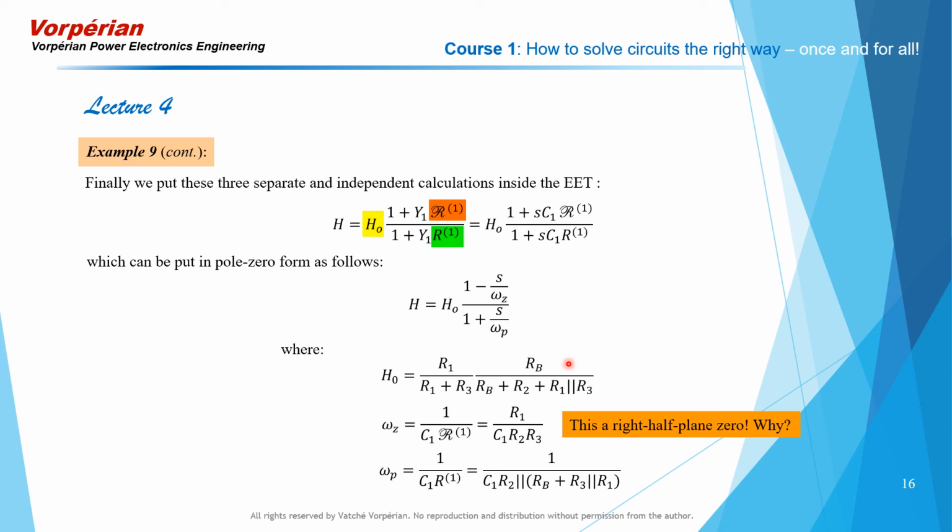Again, we've analyzed three simple resistive circuits in order to obtain the transfer function of a reactive bridge circuit. Now the question is, how come this zero turned out to be a right half plane zero? Can we physically interpret the fact that this is a right half plane zero? Yes, we can, and we'll see that in the next slide.